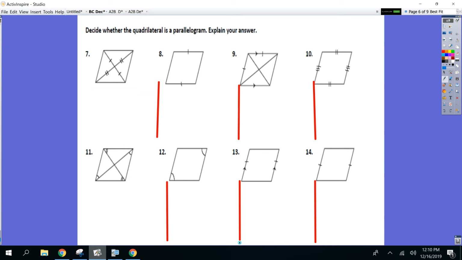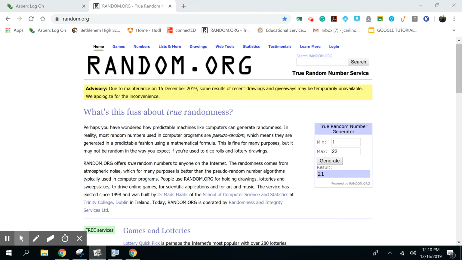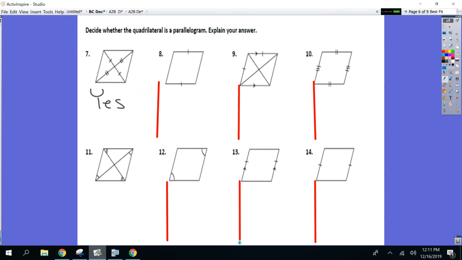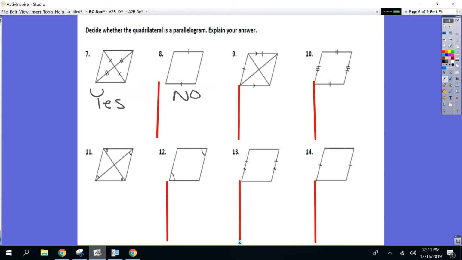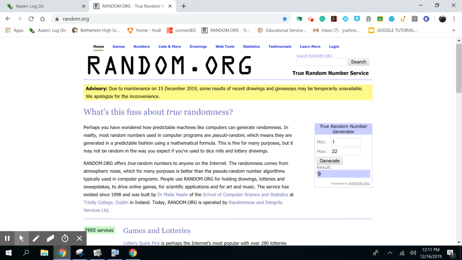Number 7, parallelogram or not? Why? Each other. Yes, thank you. Diagonals bisect each other. Good. How about 8? Was that a good parallelogram? No, needed a lot more than that, right? How about 9? Look at all those crazy markings. Nope. Maybe if I take that hash mark to the left and put it on the bottom, we'd be good, but not right now.